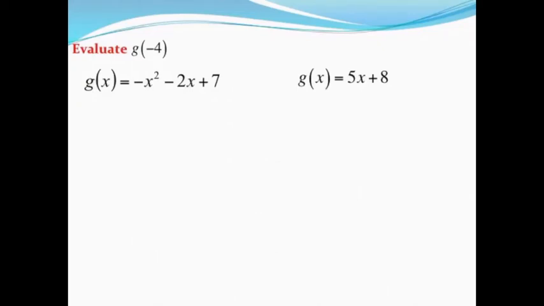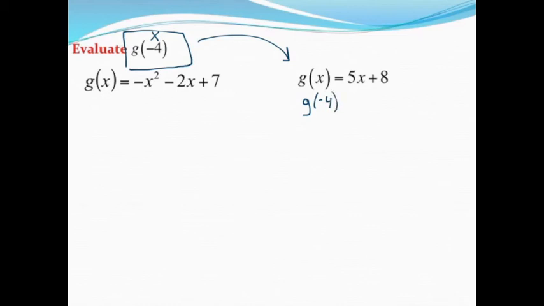When I'm asked to evaluate something like g of -4, all this is asking me to do is replace x with -4 and work it out until I get a value. So I'm actually going to start with the second problem this time and see what happens. I'm going to replace all the x's with -4's, and technically I even replace this first one. So I'm going to write g of -4.